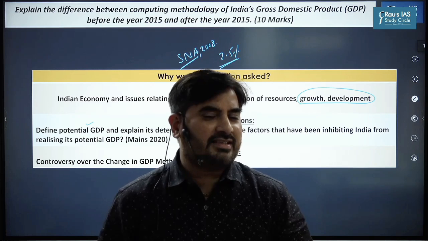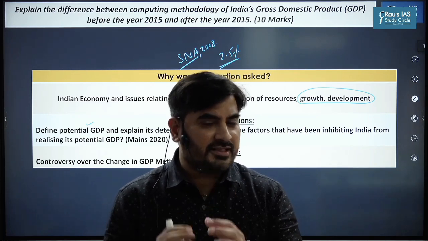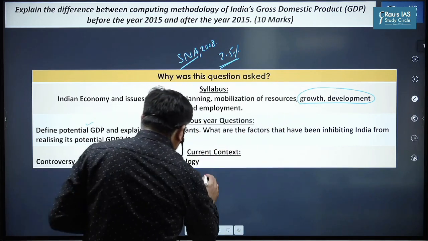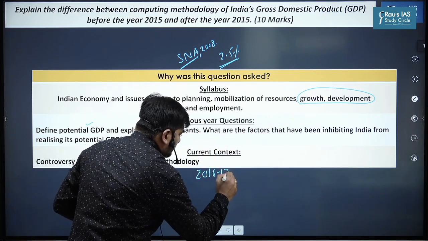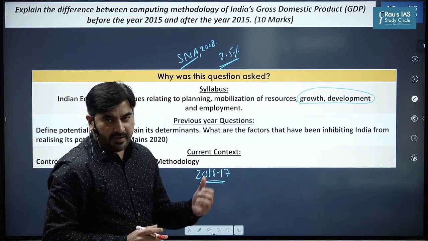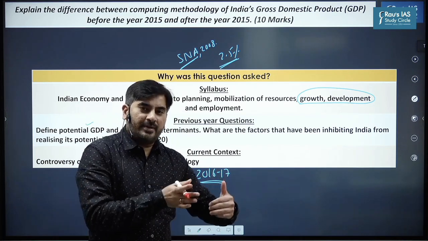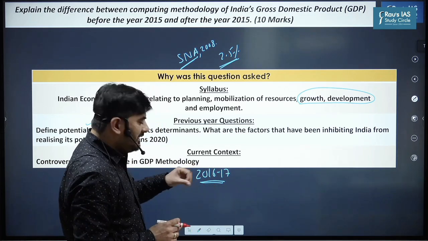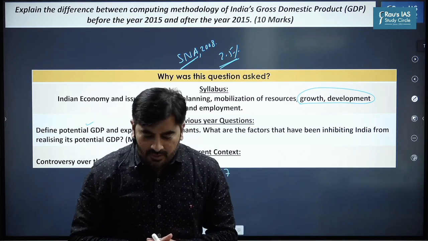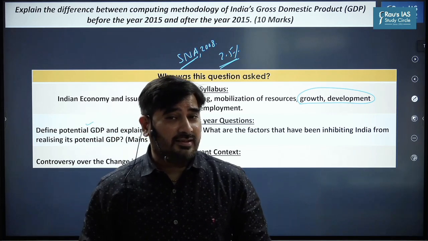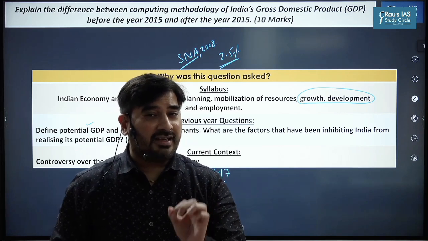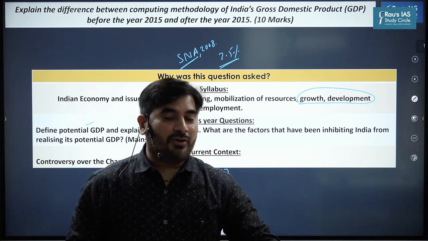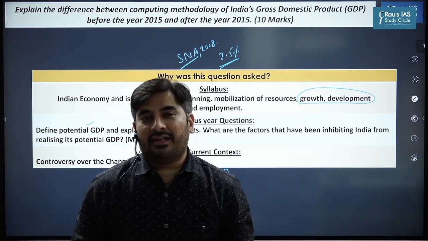Let me give you two examples to further substantiate this point of view. In the year 2016-17, we estimated our GDP by using the new GDP computation methodology. And we got to know that in the year 2016-17, the Indian economy registered the highest GDP growth rate in the entire decade. In the entire decade, our highest GDP growth rate was in the year 2016-17.